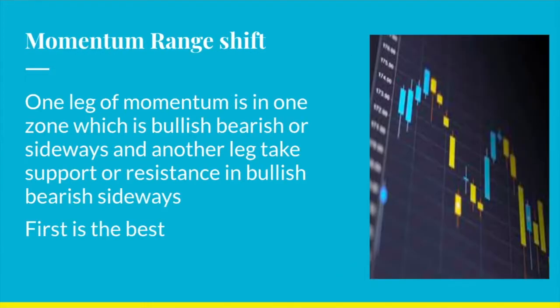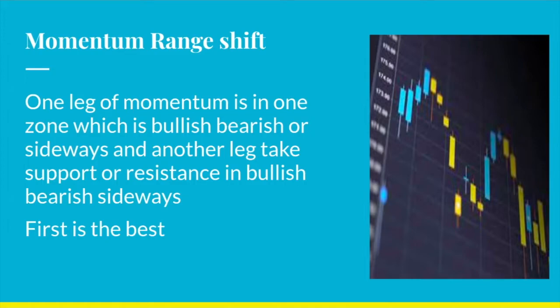So it's very simple. There is one more concept related to divergence that you are learning, known as momentum range shift. This is like one leg of the momentum. We'll see what exactly that is. It moves in one zone, which can be bullish, bearish, or sideways, and then another leg shifts from that to the other zone, which can again be bullish, bearish, or sideways, and then it takes a support or a resistance in the second zone. We'll see that when we understand it.